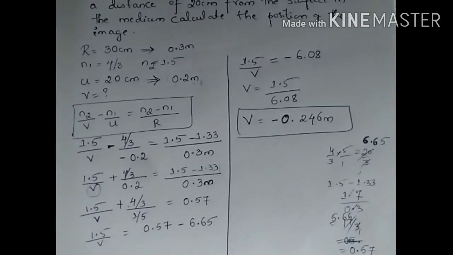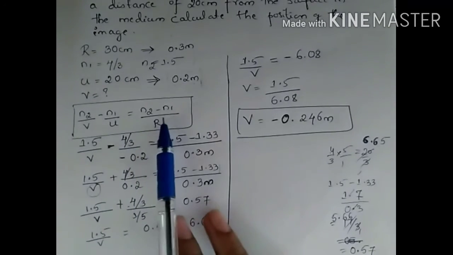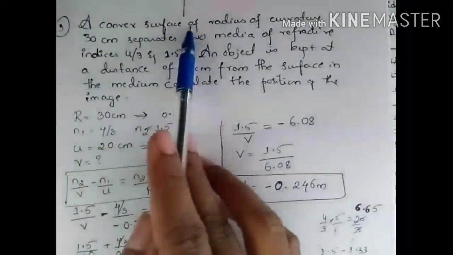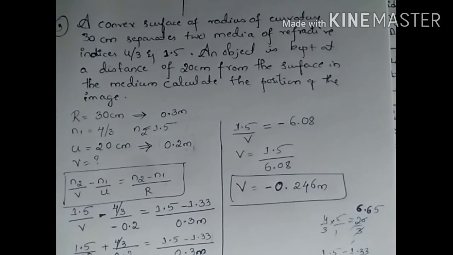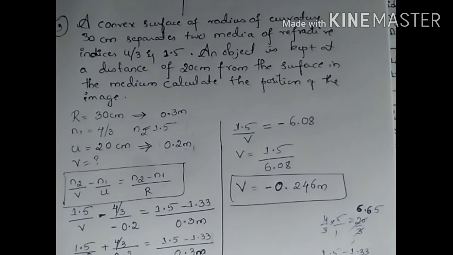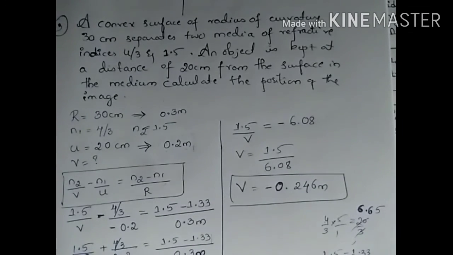0.246 meters. And there is one more question that is given in the textbook. That question is again similar to the question that we have solved here. In this question we have used a convex surface, but the question given in the textbook has used a concave spherical surface. I want you to go through that question and try to solve the problem. That is again very much similar to the problem which we have solved here.